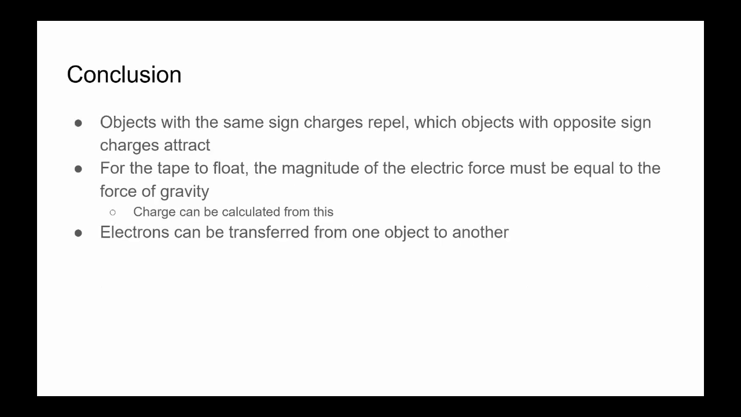So in conclusion, objects with the same sign charges repel, and objects with the opposite sign charges attract. And for the tape to float, the magnitude of the electric force must be equal to the force of gravity, and electrons can be transferred from one object to another.